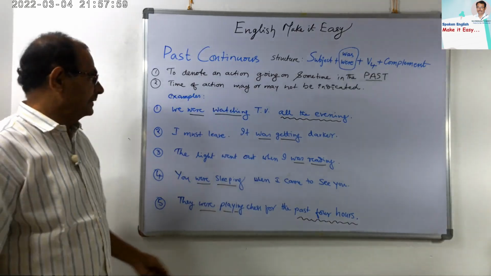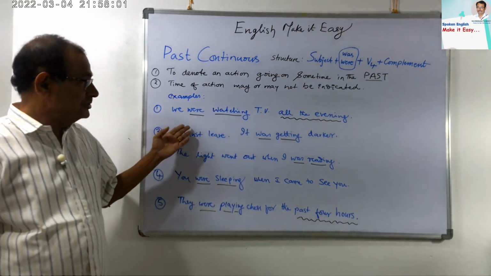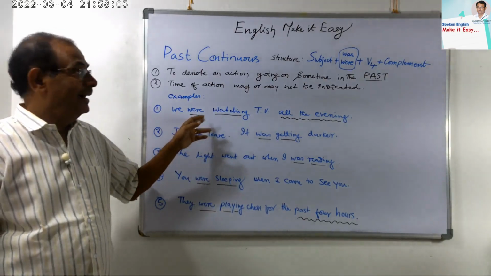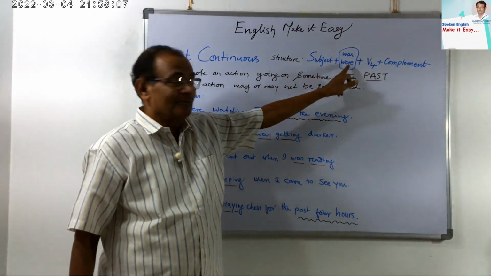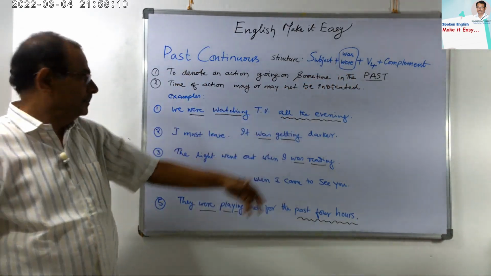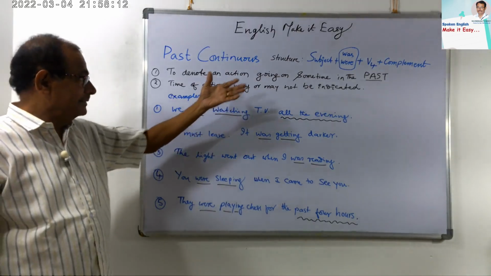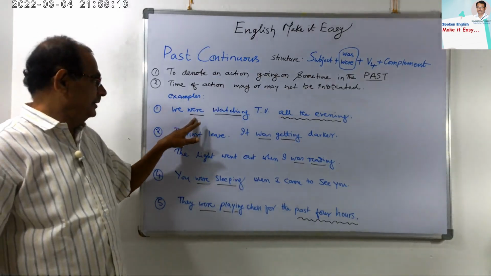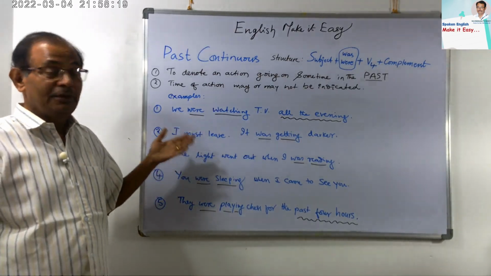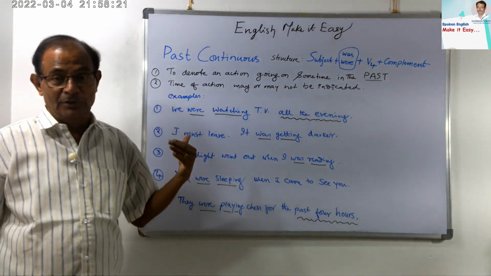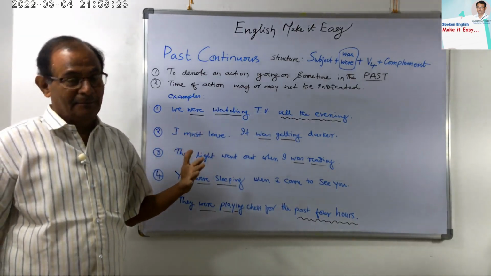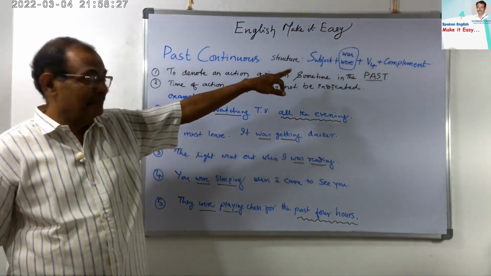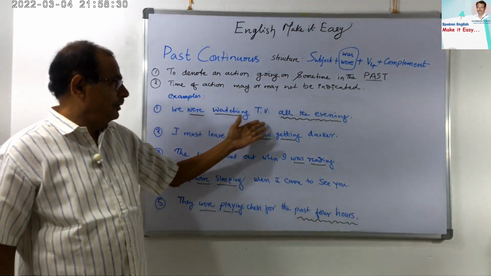Let us go to the examples. We were watching TV. See here, we is plural, so it takes were. Was is for singular and were is for plural, that you know already. If you apply the same structure to the sentence, we is a plural subject, so it took were. We were is correct. We cannot say we was, that is a wrong blunder. And what is watching? This is nothing but V4. We were watching TV all the evening.